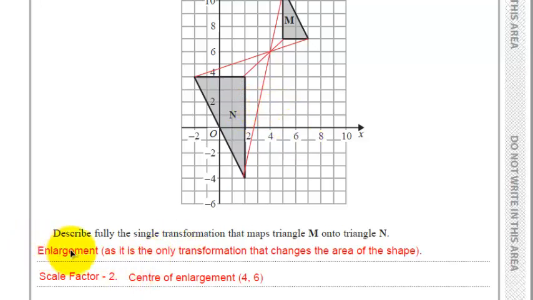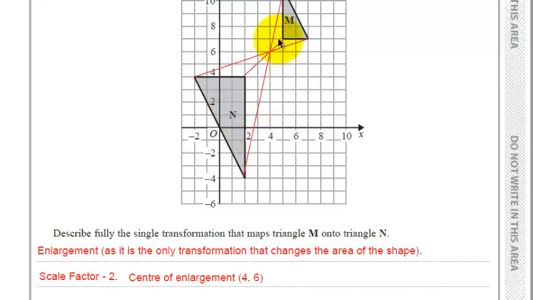Because we said it's an enlargement, I need to identify where the center of enlargement is. To work out the center of enlargement, you join the corners that have stayed the same. So for example, this corner here that I'm highlighting ends up being this corner over here. This corner, which is the right angle, becomes this corner here, and so on. And if I join those corners up that are the same, you notice they all go through the same spot, and that is the center of enlargement.